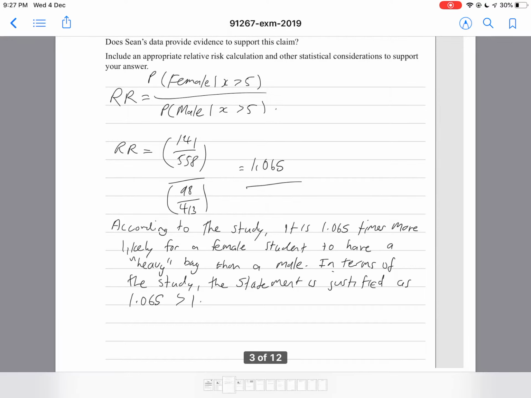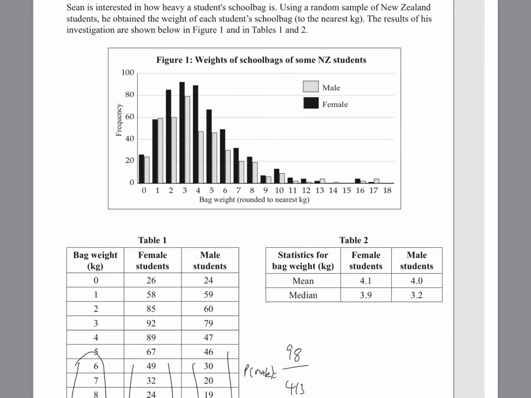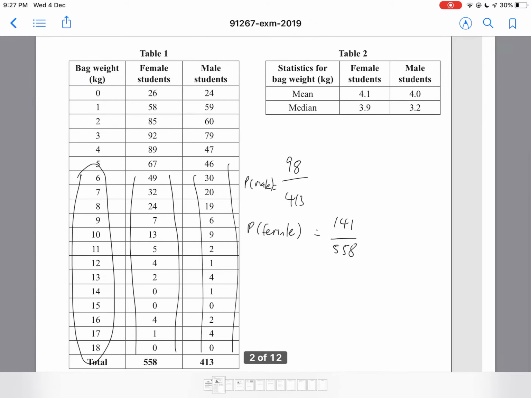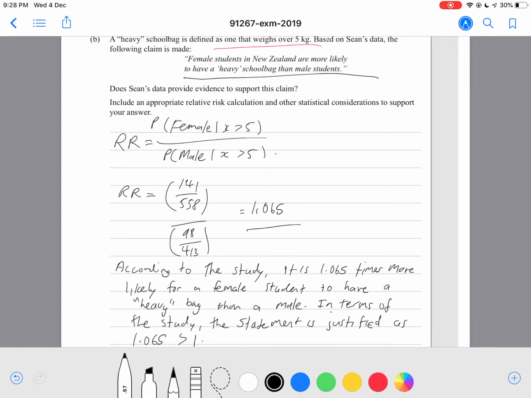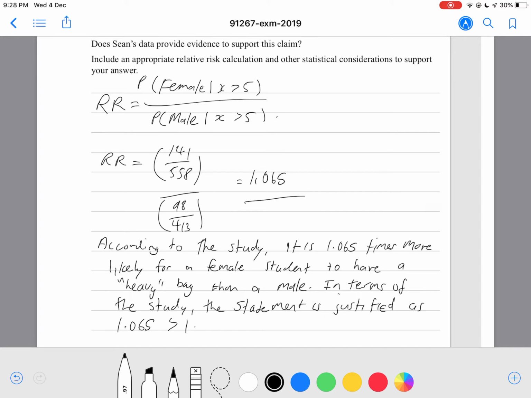However, if we look at the wider picture, this study only studied about, let's say, 558 plus 413. It only studied 971 students in total. And the claim says that female students in New Zealand are more likely to have a heavy school bag. This generalization is too broad, as you only used 971 participants in New Zealand. That's not enough students to make a generalized claim about the whole of New Zealand. So we could use that as a statistical consideration.